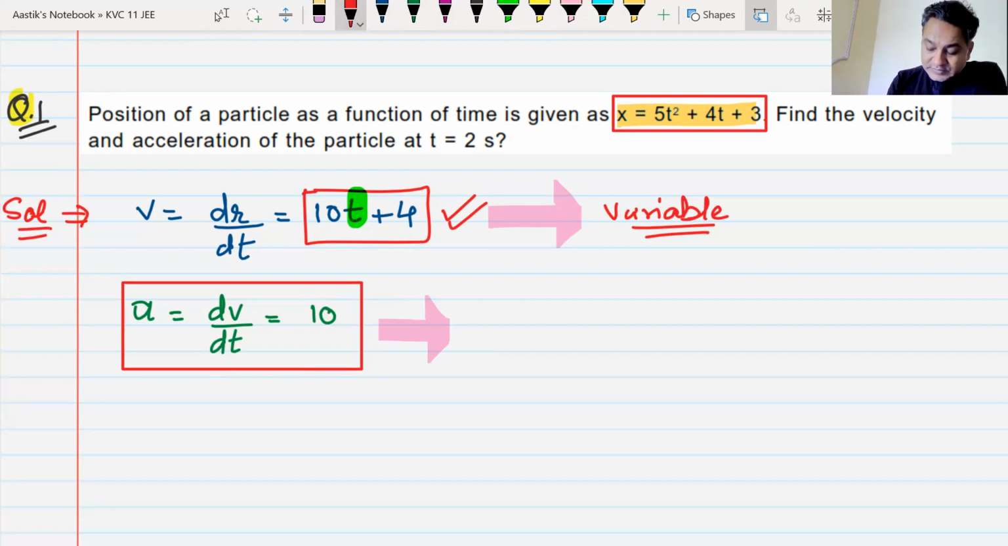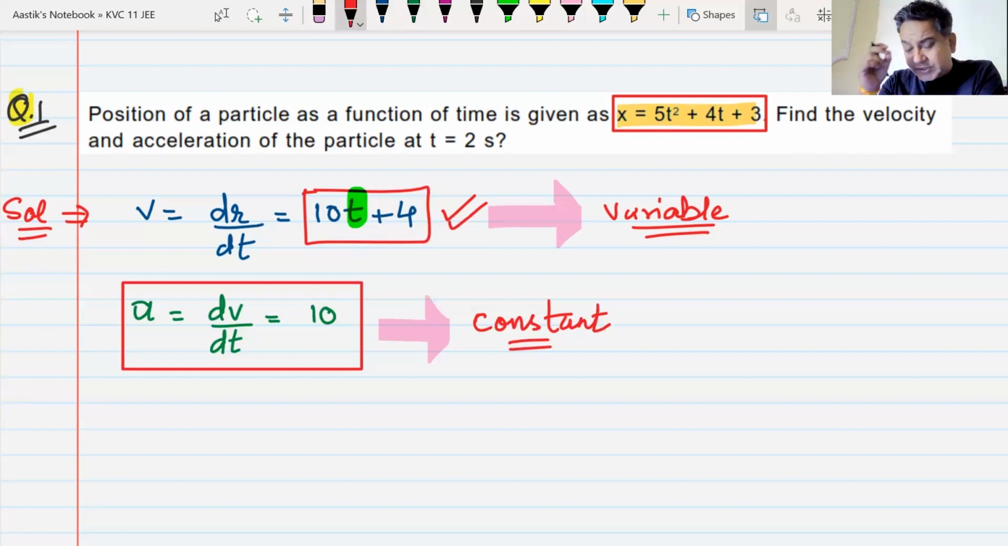Constant, sir. This is the example of a constant acceleration. That means this question is an example of uniform or constant acceleration. Do we understand this? Yes, sir. Now the question is, we had to find out velocity and acceleration at 2 seconds.